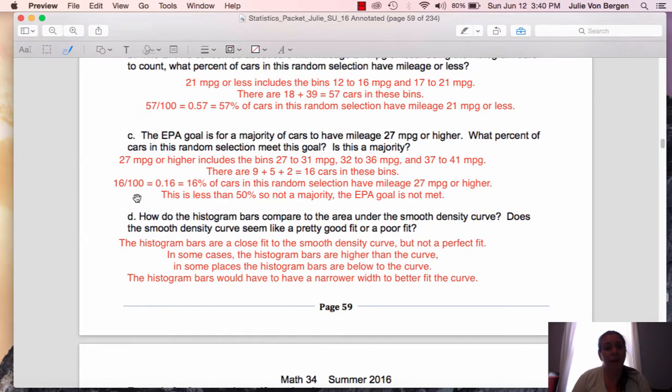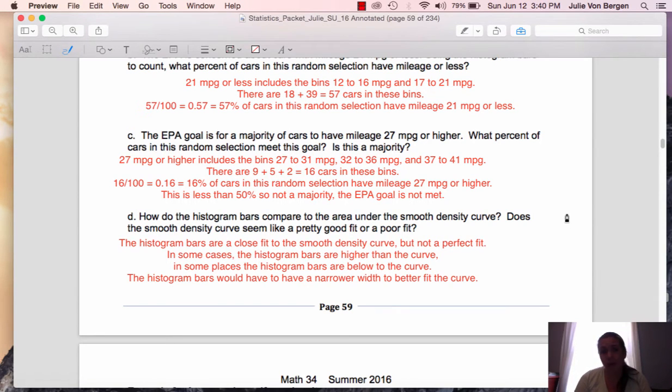So 16 out of 100, or 0.16, is 16% of cars in this random selection have mileage 27 miles per gallon or higher. This is less than 50%, so we don't have a majority, and the EPA goal is not met in this random selection.